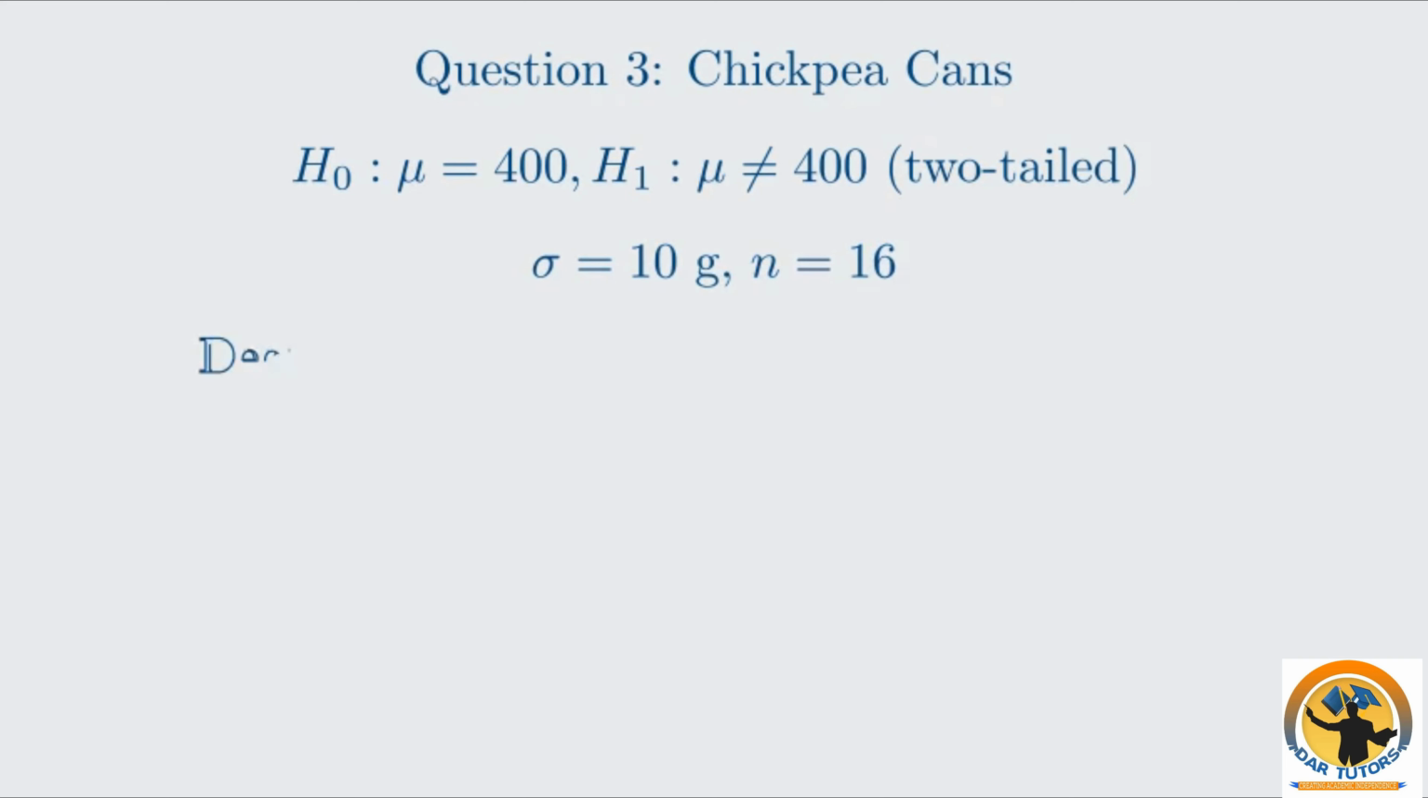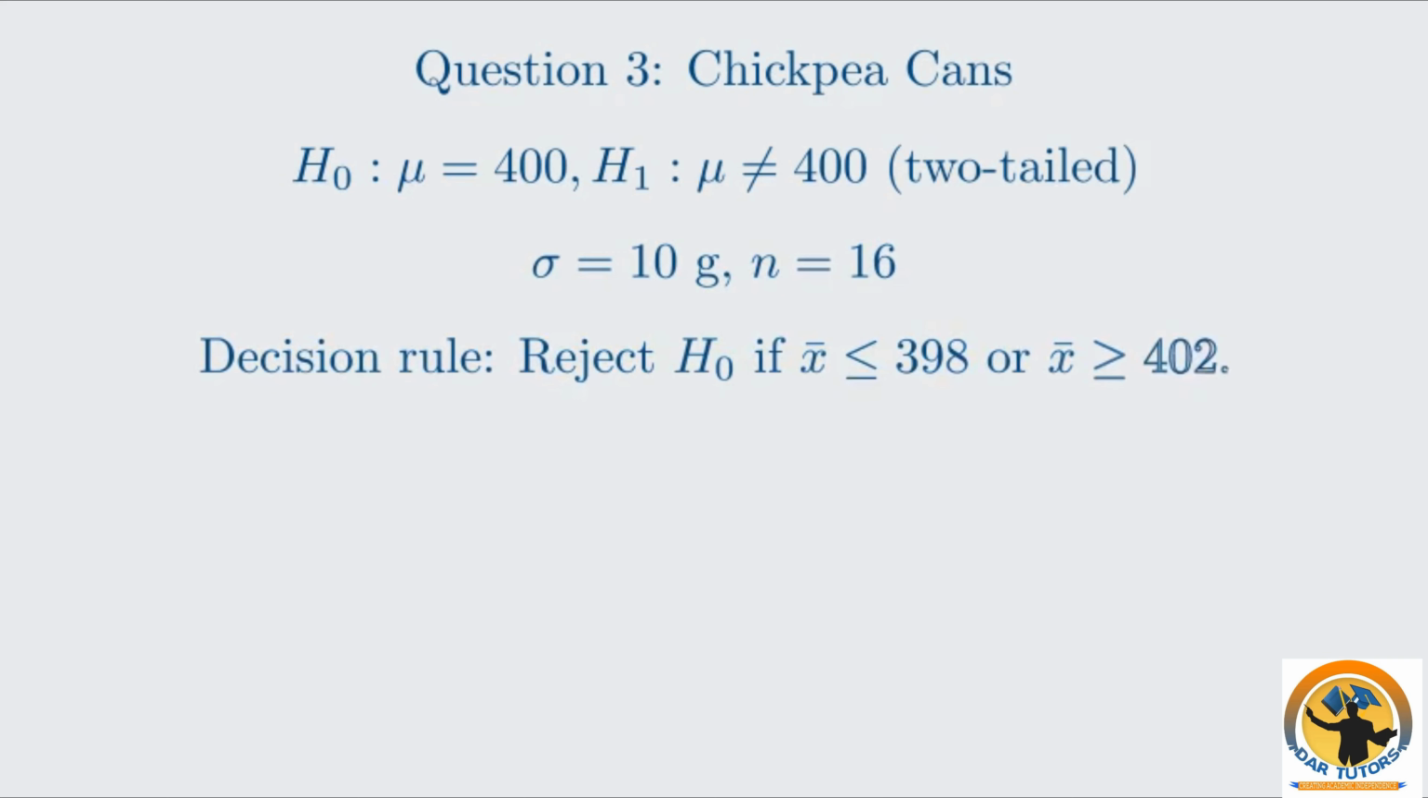Our third practice question involves the weight of chickpea cans from the first example. We are testing H0: mu equals 400 against H1: mu is not equal to 400. We have a standard deviation of 10 and a sample of 16 cans. H0 is rejected if the sample mean is less than 398 or greater than 402. Part A asks to show the significance level is approximately 0.05199.